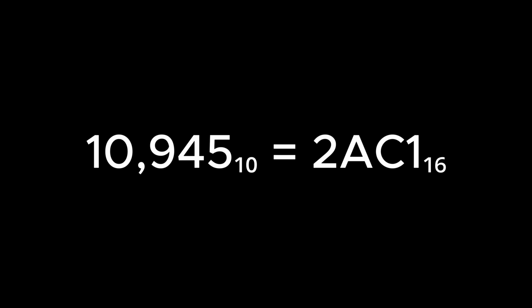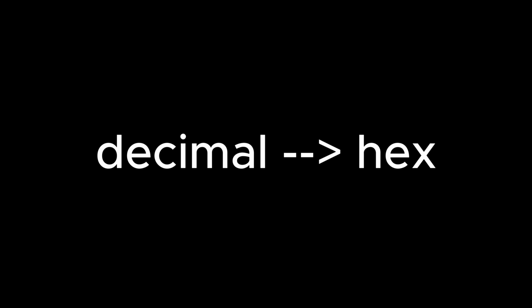We collected our remainders in this order: 1, C, A, and 2. But we don't read it in that order. We actually reverse these numbers to get 2, A, C, 1. So our final answer is 10,945 base 10 is equal to 2AC1 base 16. And that's how you convert a decimal number into hexadecimal using repeated division. And you can use repeated division with base 8 as well.